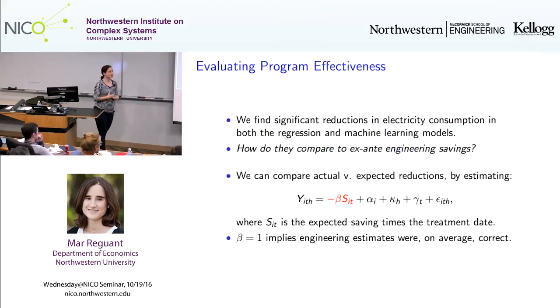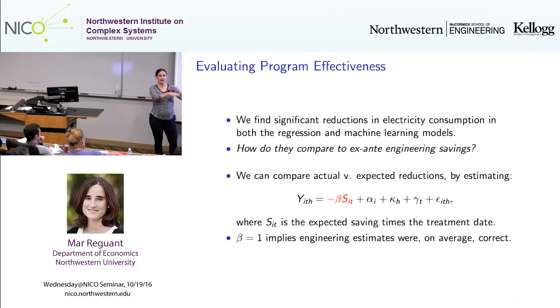So to do that, we will compare our estimates to these engineering savings by running a very similar regression, but now the y variable will be electricity consumption, and the x variable will be the expected savings. So if beta is equal to 1, it means that on average, we are getting the same savings as we expected ex ante. If it's below 1, it means that we are getting less than we thought. And if it's above 1, it means that we're getting more than we thought. Unfortunately, we cannot say what generates that number, but it's the first number to see how well we are doing.